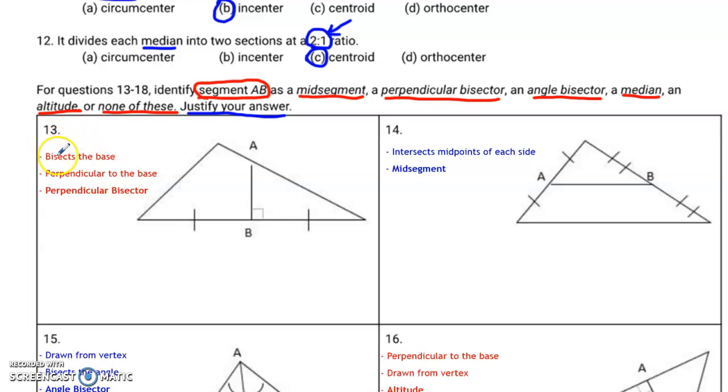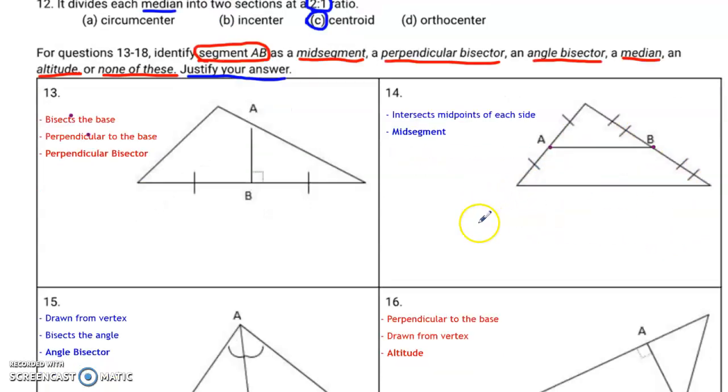In this case, the justification is, well, if it bisects the base, we see these two congruent segments. And if it's perpendicular to the base, we see this right angle. That means it's a perpendicular bisector. Perpendicular bisector. Easy. For number 14, it intersects the midpoints of each side. I know this is a midpoint because of the markings on the sides here. It splits it into two equal pieces on both sides, so it must be a mid-segment.